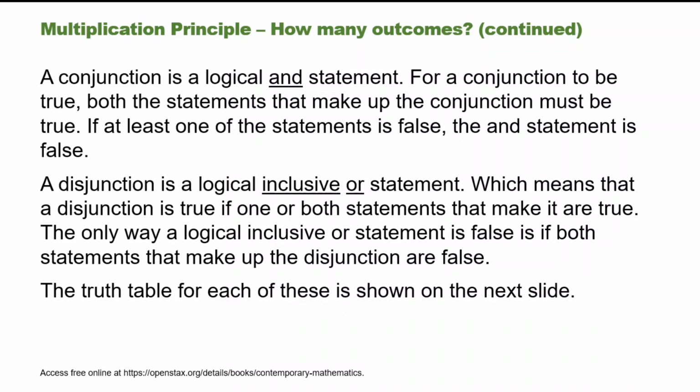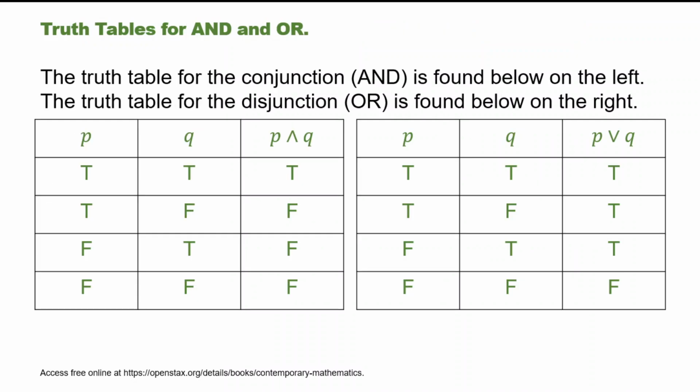A disjunction is a logical inclusive OR statement, which means that a disjunction is true if one or both of the statements that make it are true. The only way a logical inclusive OR statement is false is if both statements that make up the disjunction are false. Now, truth tables for these are shown on the next slide.